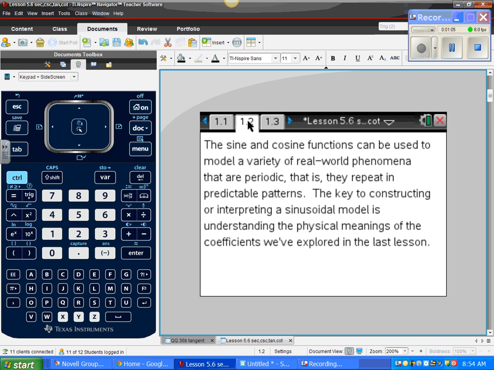So, the sine and cosine functions can be used to model real-world phenomena that are periodic. That is, they repeat in predictable patterns. And we've already talked about what periodic and cyclic mean, right? The key to constructing or interpreting sinusoidal models is understanding the physical meaning for the coefficients. And we've talked about that in depth. We know A, the coefficient out front, is our amplitude. We know B, right in front of the x, is our frequency. We know if we add something to the end of the function, that's our midline. So we've talked quite a bit about that, okay?